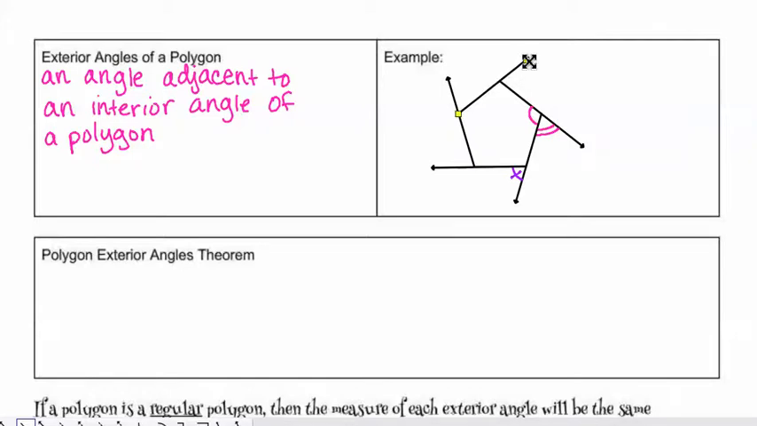Like so. And I can see that because this polygon had 5 interior angles, it will also have 5 exterior angles. So the exterior angles are the angles outside the polygon. And here again, they can be all the same measure, but they don't have to be. So to show that they are different, I'm marking them all in different ways.